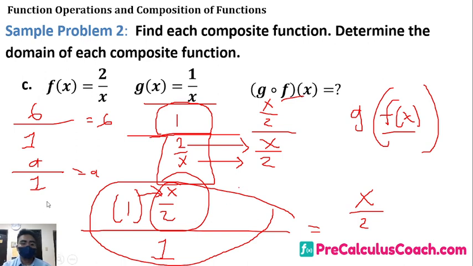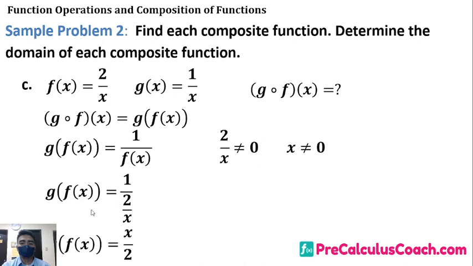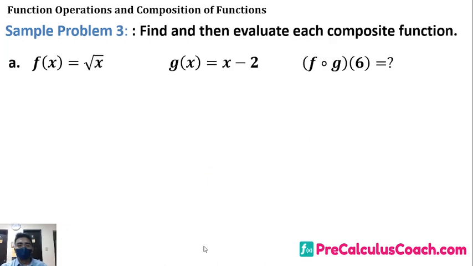Are we clear? Alright, so this is the computation po. We are telling that x, 2 over x, should not have 0, or x should not be equal to 0. Okay po? Gets? Alright, so how about this one?